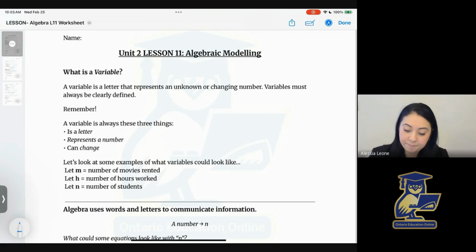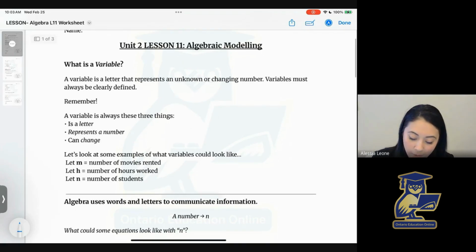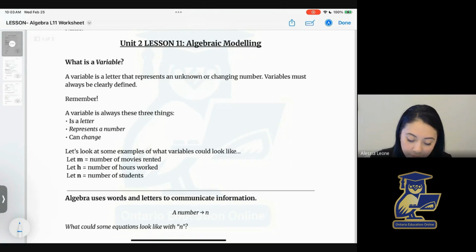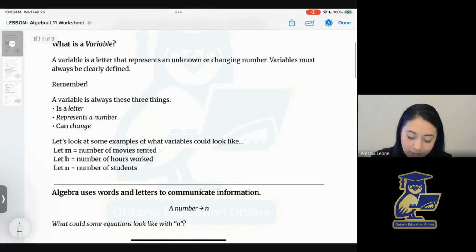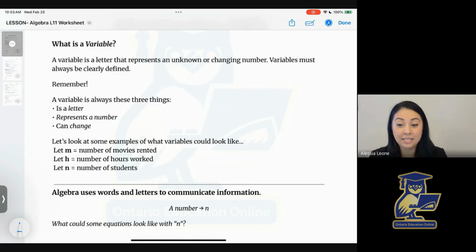So let's get started. We're going to talk about algebraic modeling. First off, we're going to talk about what is a variable. So we will read this definition together. A variable is a letter that represents an unknown or changing number. Variables must always be clearly defined. So a variable is always these 3 things. It's a letter, it represents a number, and it can change. A variable is always those 3 things. Now there's some examples.